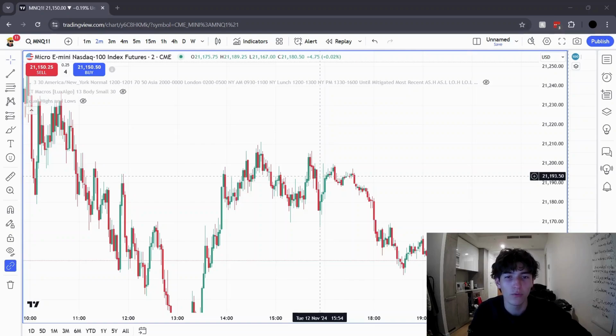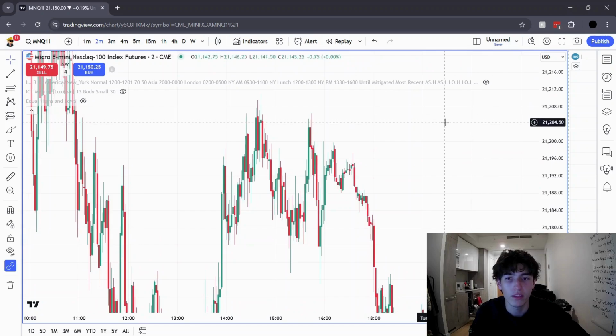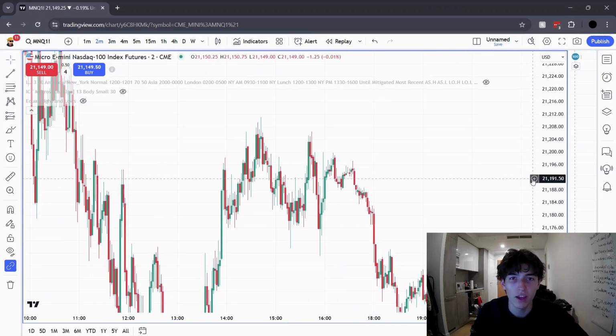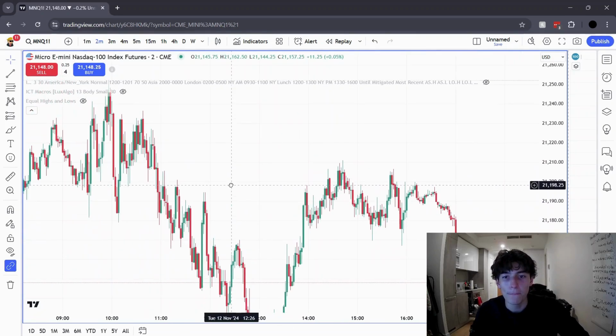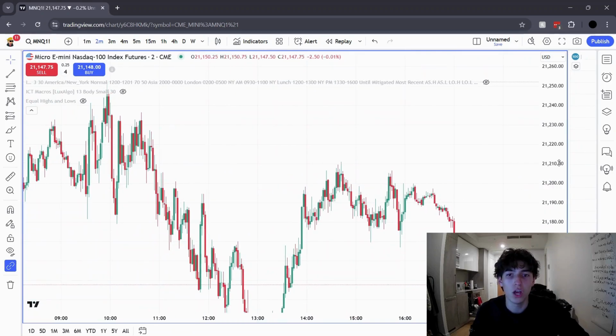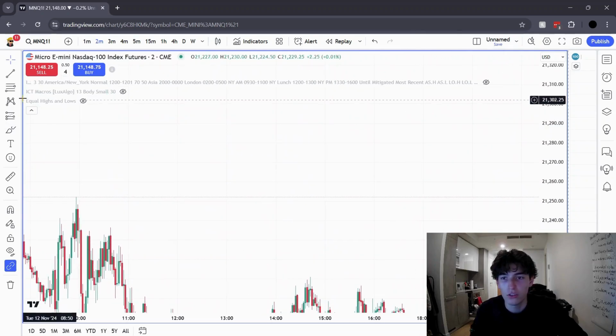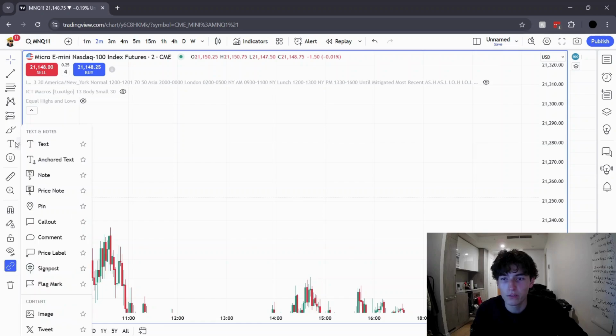All right, now that hopefully you have an idea of what liquidity is, you want to know where you can find liquidity. Liquidity can be found at most highs and lows in the market. But the ones that are important that you should actually be paying attention to, using and understanding are, I'm going to write them down.